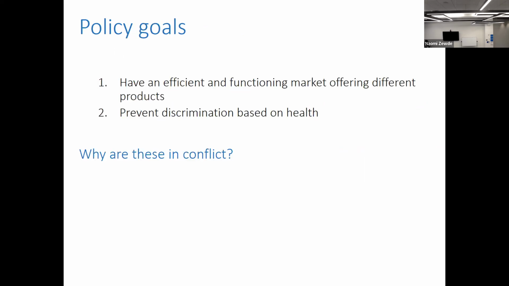We don't want adverse selection. We don't want market failure. So we have policy goals. One is just having a functioning market. And another one, at the same time, we want to prevent discrimination against insurance consumers based on their health status. These goals are kind of in conflict. Any guesses why?